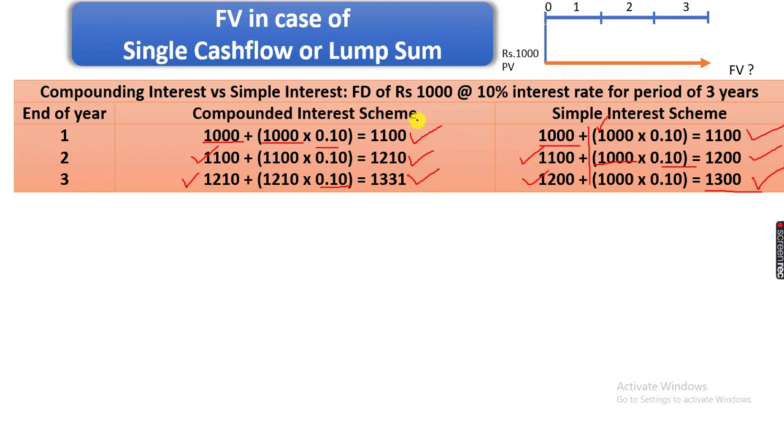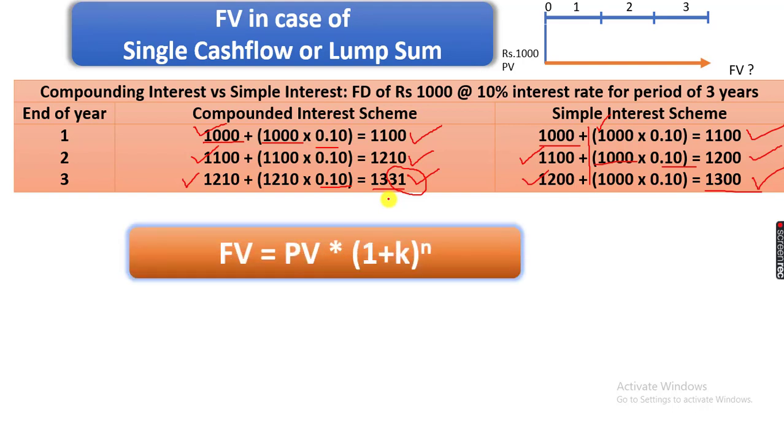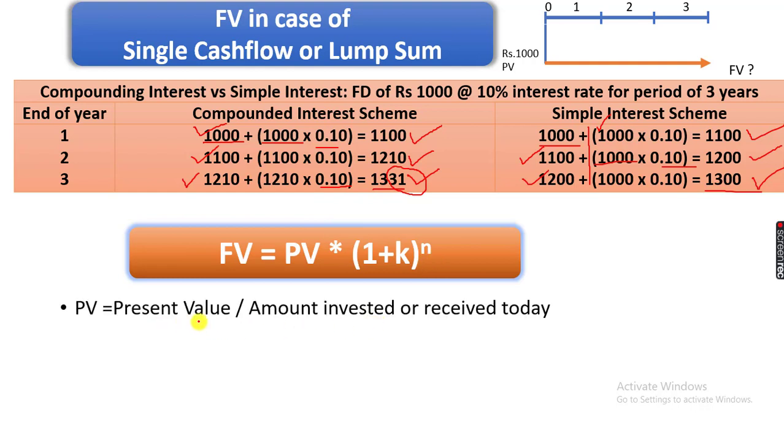In the case of compounding interest, as interest is added back to the principal, because of the power of compounding, it is earning additionally 31 rupees more than the simple interest scheme. Taking the logic from the compounding process, let us look at the formula for calculating the future value. Future value is equal to present value into 1 plus k to the power of n, where PV is equal to present value or amount invested or received today.